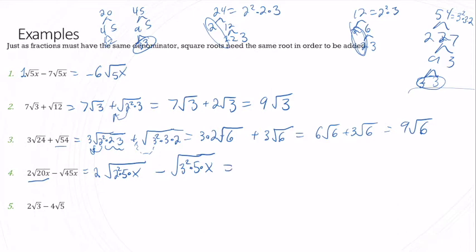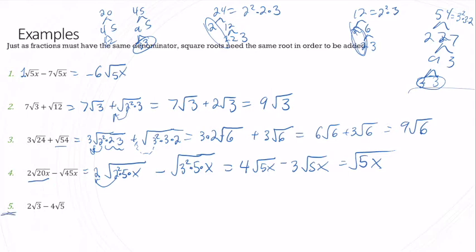That gives me 2 coming to the outside, so I'm going to have 4. 2 times 2 is 4. Square root of 5x minus 3 square root of 5x. That just leaves me with 1 square root of 5x, to be exact.